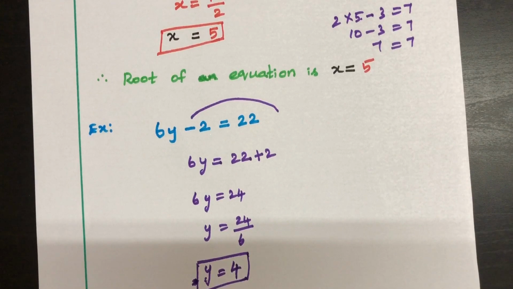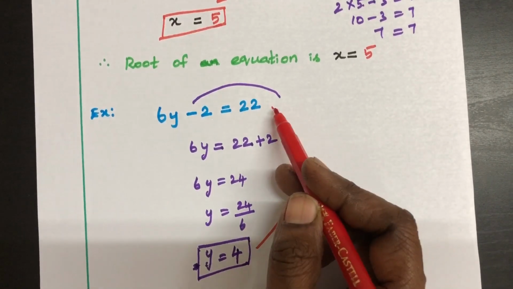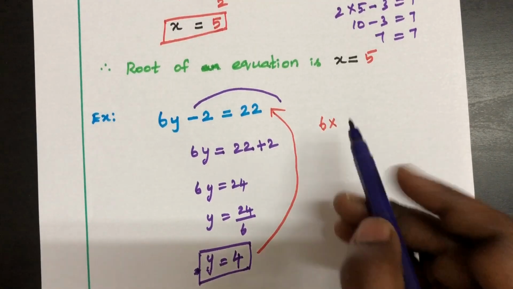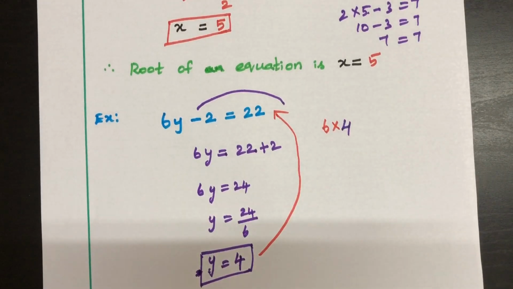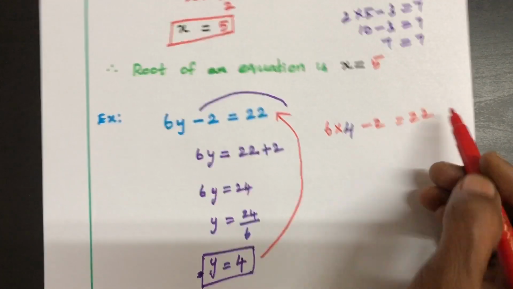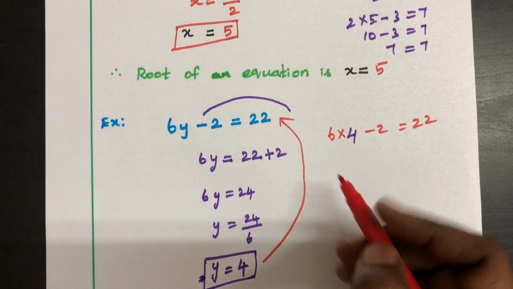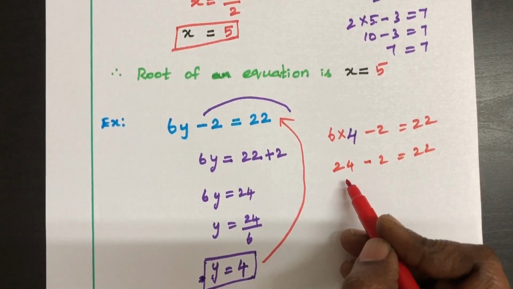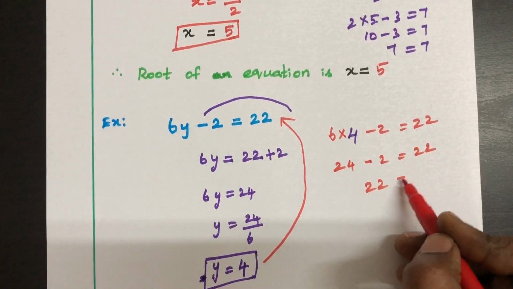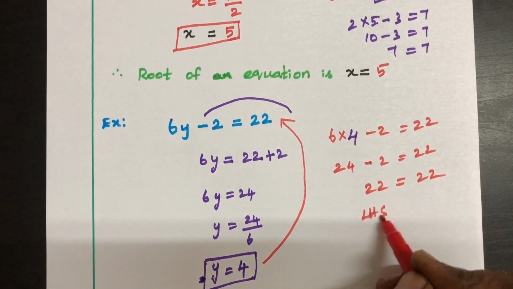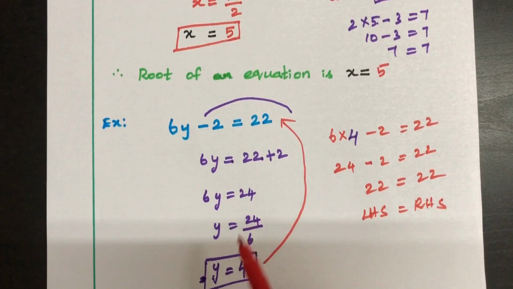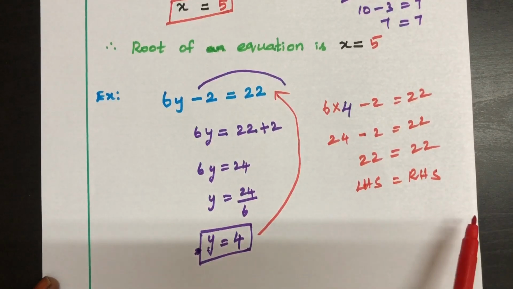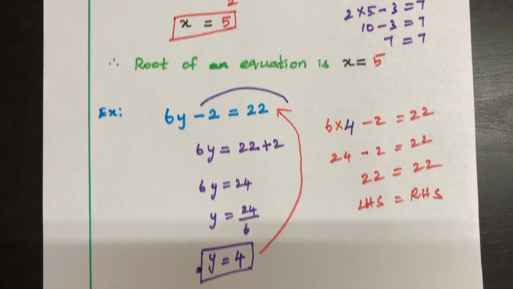Again, if you want to verify this, just substitute it in the equation. 6 into, instead of y, just put 4, minus 2 is equal to 22. This gives us 24 minus 2 is equal to 22. 24 minus 2 is 22, equal to the right side. See, LHS equal to RHS. So y is equal to 4 is the solution of the given equation. This is the way to find the solution or root of an equation.